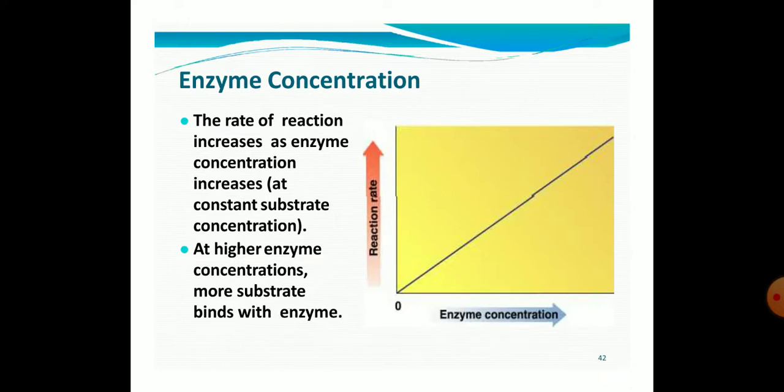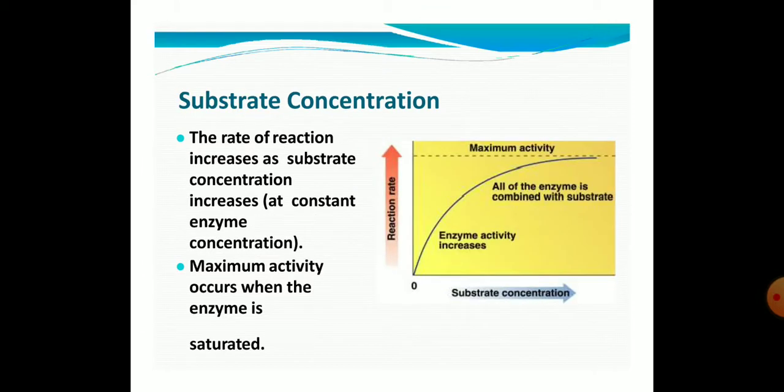Next is enzyme concentration. If you plot a graph of enzyme action versus enzyme concentration, you will find a straight line graph. That means the rate of reaction increases as the enzyme concentration increases. At high enzyme concentration, more substrate binds with the enzymes.